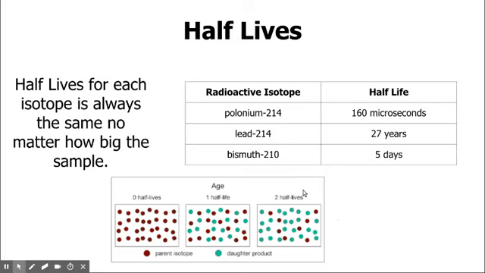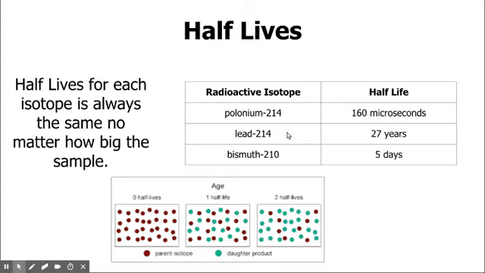Now, just to reiterate that, half-lives for each isotope, no matter how big the sample is, are going to decay by half in the same amount of time. So, for example, here's a couple of them. Polonium-214, its half-life is 160 microseconds. That means if I have 1,000,000 atoms, to decay by half it's 160 microseconds. If I have 10 of those atoms, same thing, to decay by half, it's 160 microseconds. It doesn't matter your sample size.